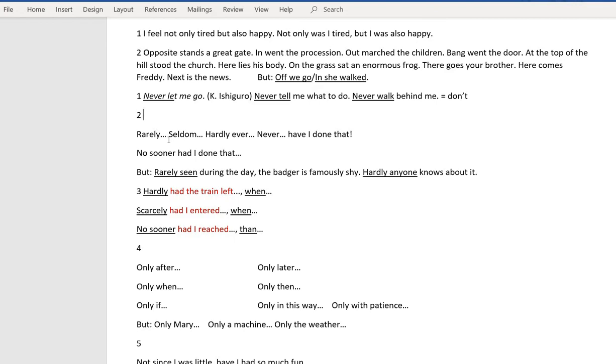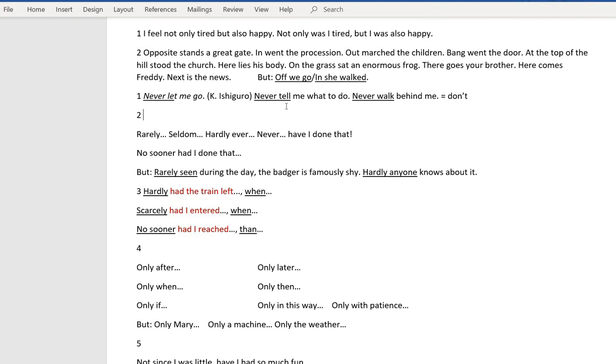Never also would fit here, right? It belongs in this group, and also does no sooner, right? But notice that we also use the present perfect all the time, right? Because rarely, seldom, hardly ever, never are words that colligate with the present perfect. What do we mean? Well, they refer to, once again, situations, actions that start in the past but connect with the present. Now, let's have a look at point number 3.